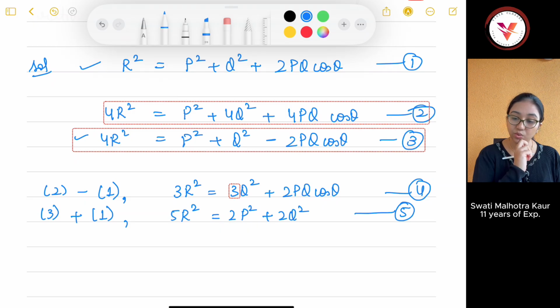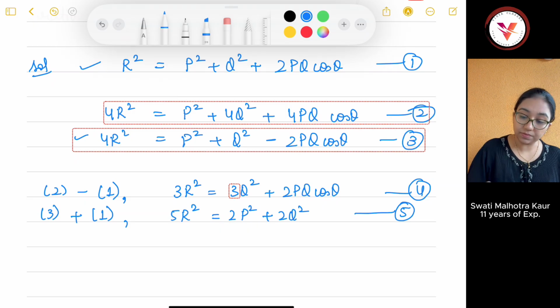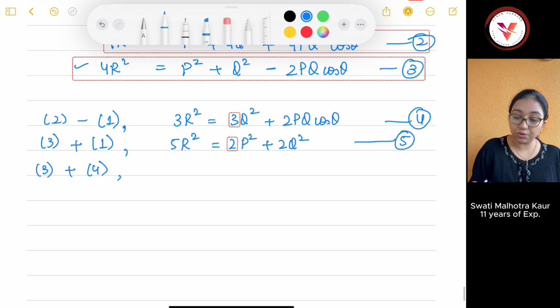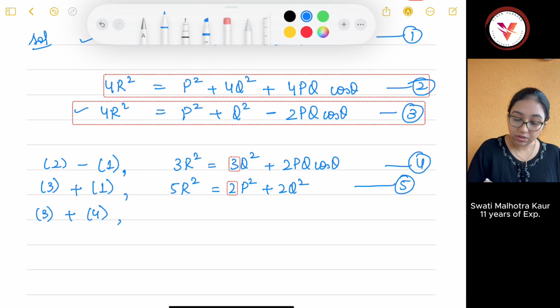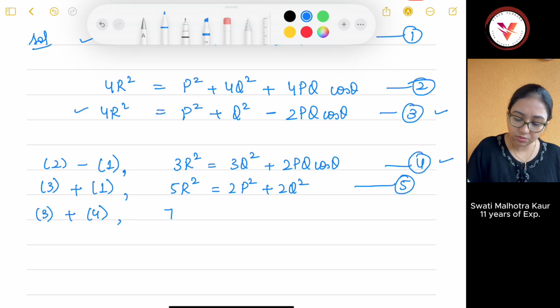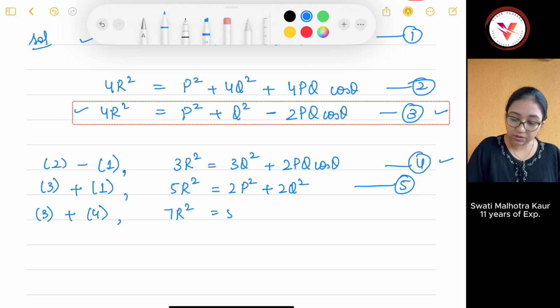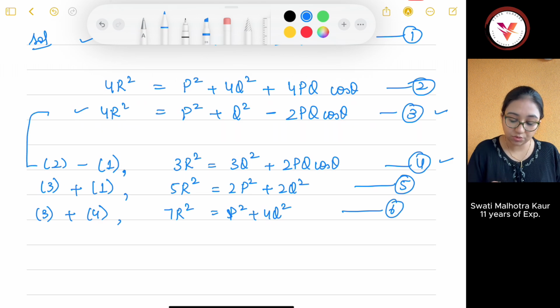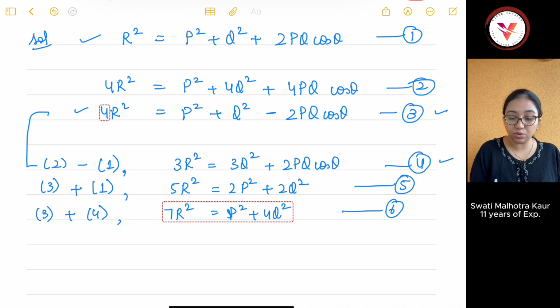Now, what you can do is add 3 and 4 to get rid of the cos theta term. Then 7R square equals P square plus 4Q square. This becomes equation number 6. I'm using these two equations: 4R square plus 3R square gives you 7R square, P square, Q square plus 3Q square is 4Q square, and 2PQ and minus 2PQ cancel each other.